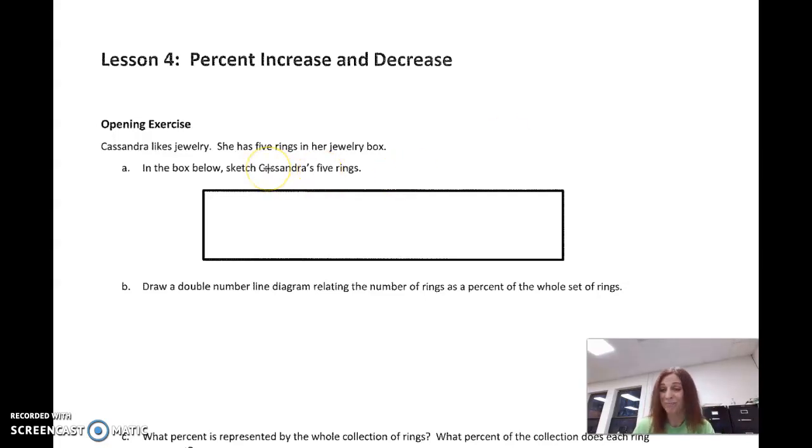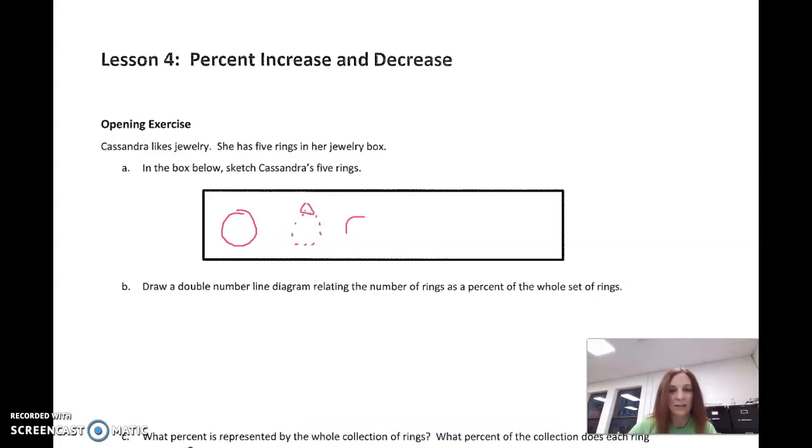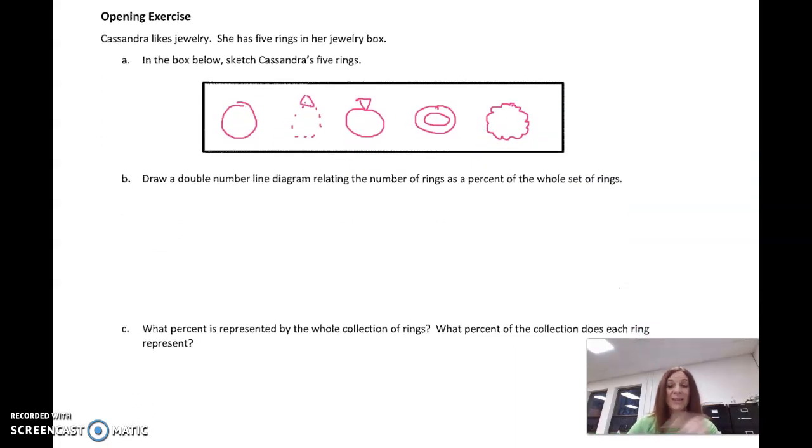So Cassandra likes jewelry. She has 5 rings in her jewelry box. Now, here, I'm sketching these 5 rings. And don't laugh too hard. This is not the major art lesson of lesson 4. So here are my 5 rings. Now it says draw a double number line. So you've got to think back to maybe elementary school, relating the number of rings as percents.